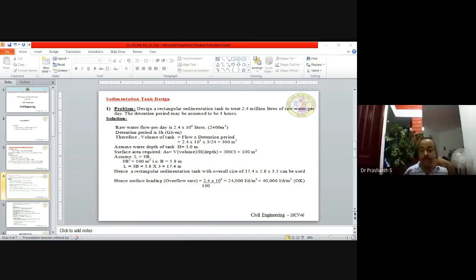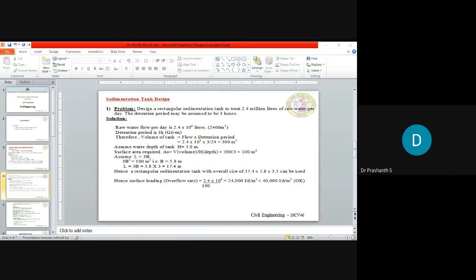Why this 0.5? Because height of the water is 3 meter and we have a free board, so that water should not come. So 0.5 meter of the free board. So that is why it is 3.5 meter.